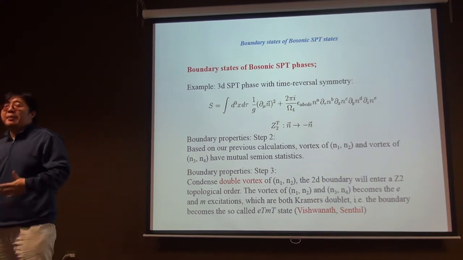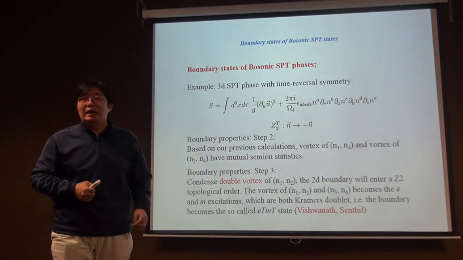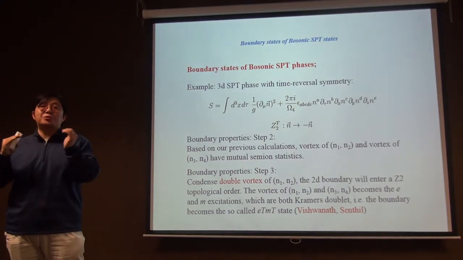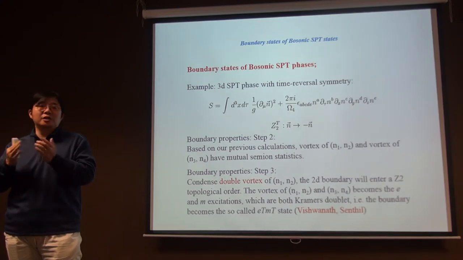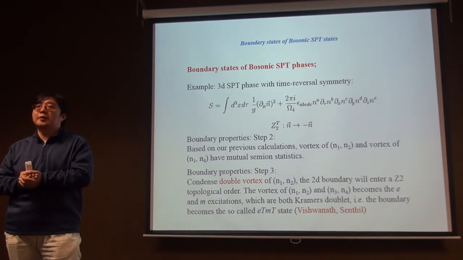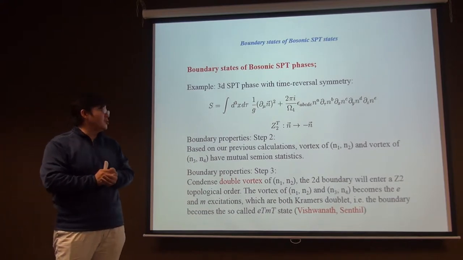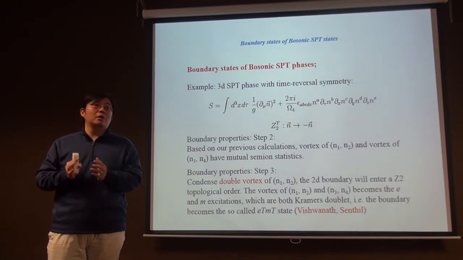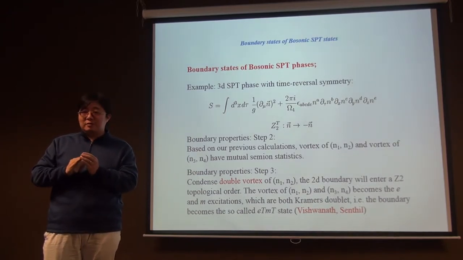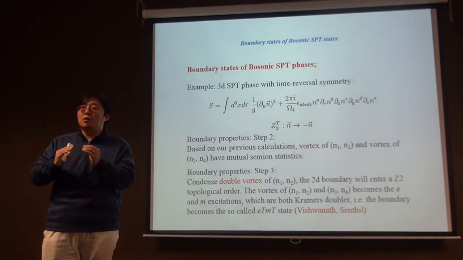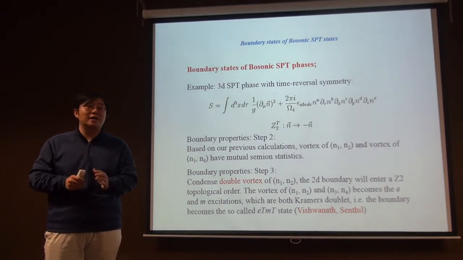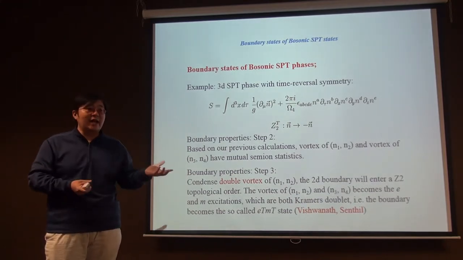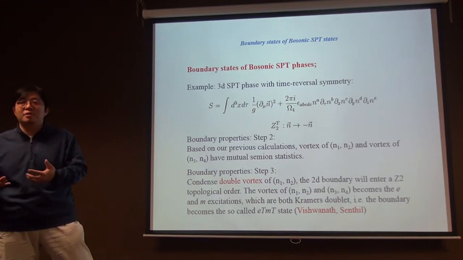Okay. So now let's compare bosonic SPT and fermion SPT. We know that for a fermion topological insulator, the most natural boundary is a single cone Dirac fermion. Now I tell you that the most natural boundary for all these 3-dimensional bosonic SPT is a Z2 topological order. The difference between this boundary Z2 topological order and the ordinary topological order is that here the E and M both carry certain non-trivial quantum number. In this case, E and M are both Kramers doublets.